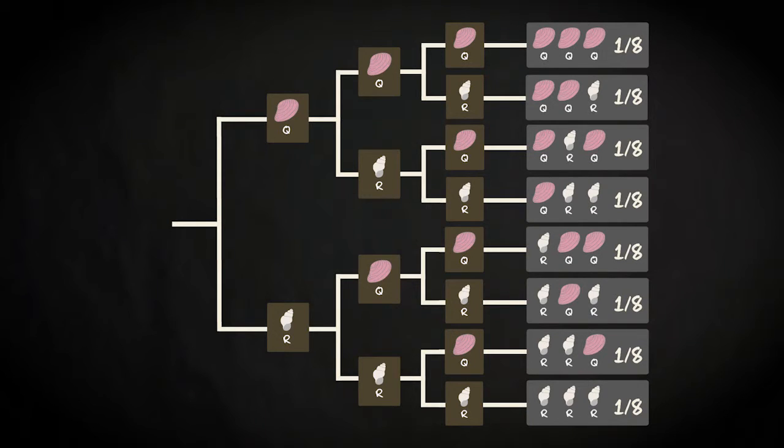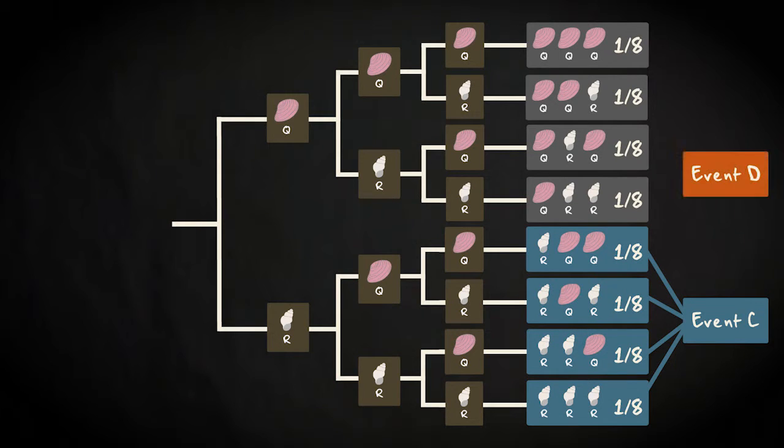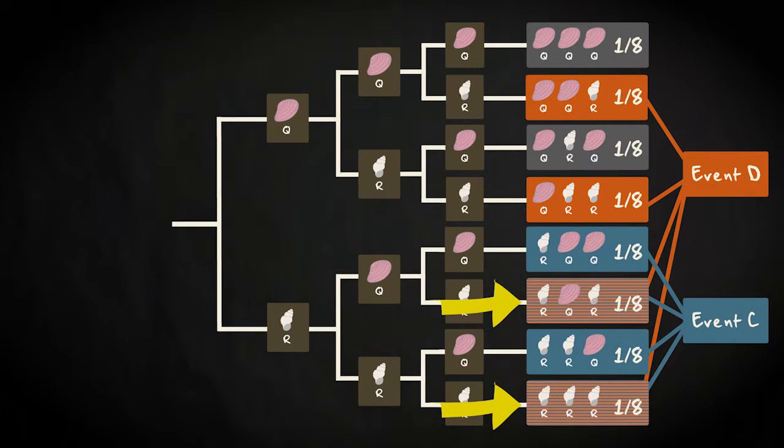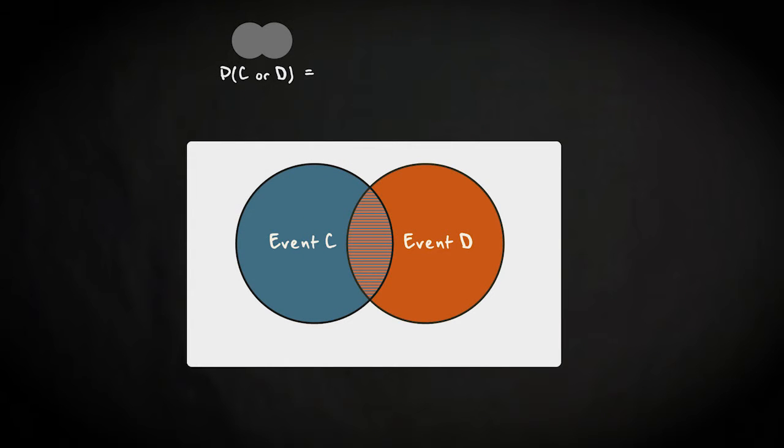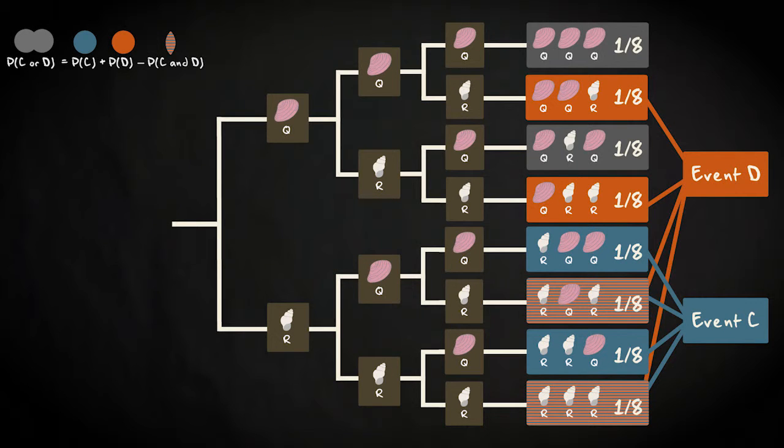Now consider 2 different events. C, the first shell you pick up would be an R shell, and D, the last shell you pick up is an R shell. Clearly, these 2 events are not disjoint because they overlap. The intersection of events C and D comprises the outcomes where the first shell you pick up is an R shell, and also the third shell you pick up is an R shell. There are 2 of these outcomes. In this case, the probability of the union of C and D is found by adding the probability of C to that of D and subtracting the intersection of C and D. The result of that turns out to be 3/4.